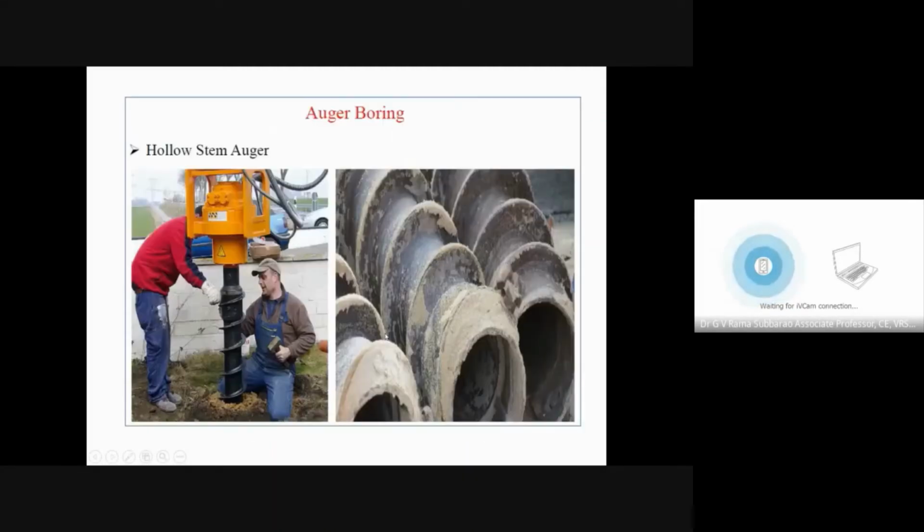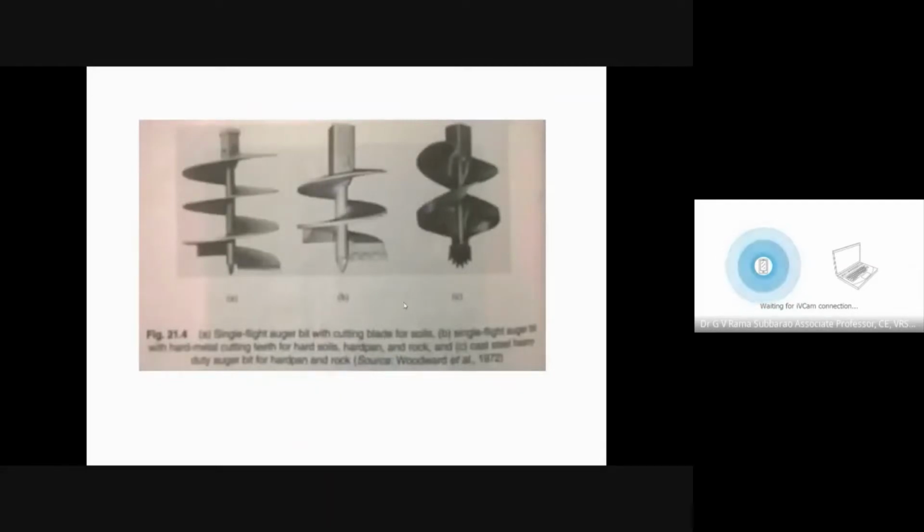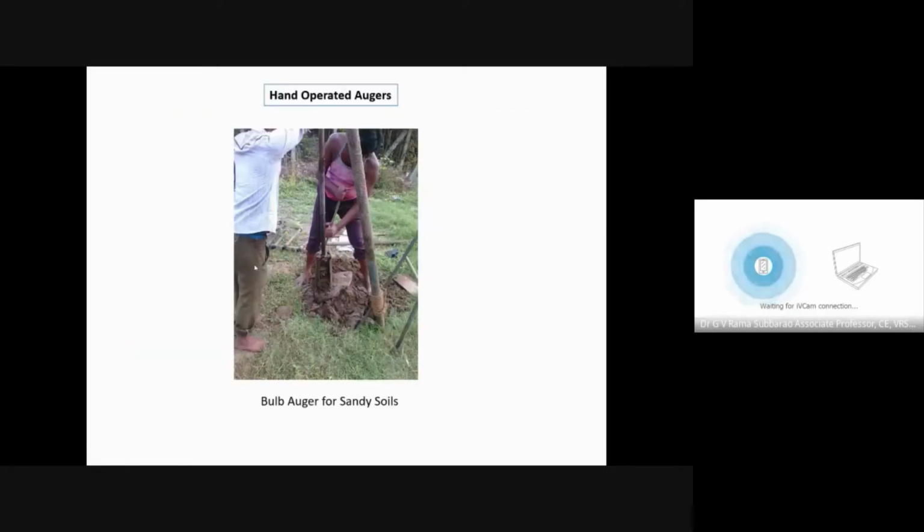This is a machine auguring, whereas this is a manual auguring. Now coming to what I want to present to you, this is the shape of a helical auger. The helical auger is much more effective than the post-hole auger. Here you see this picture taken by me during one soil investigation.